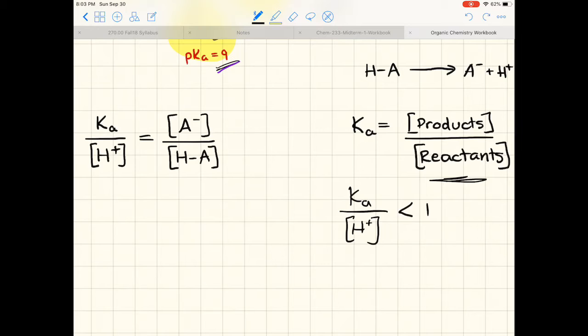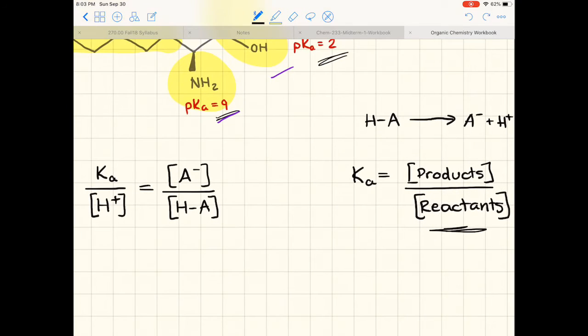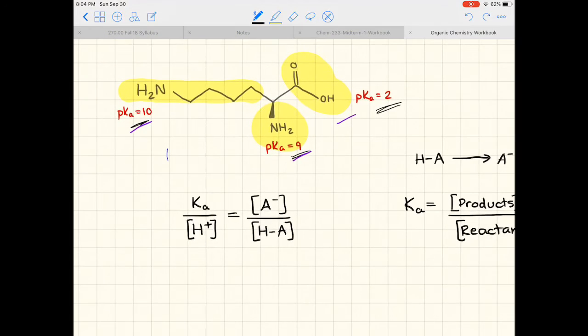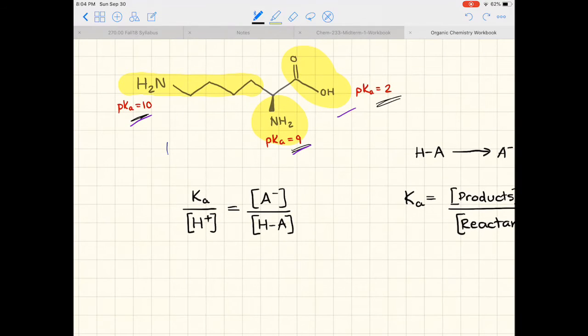On the other hand, if in our little solution we don't have a lot of hydrogens, well, then the reaction will go forward, and therefore producing more hydrogens. It's all about balance and equilibrium. So now let's just do a couple of examples.